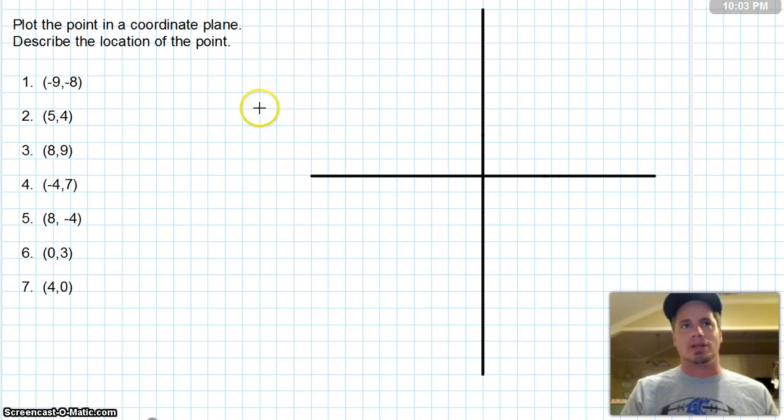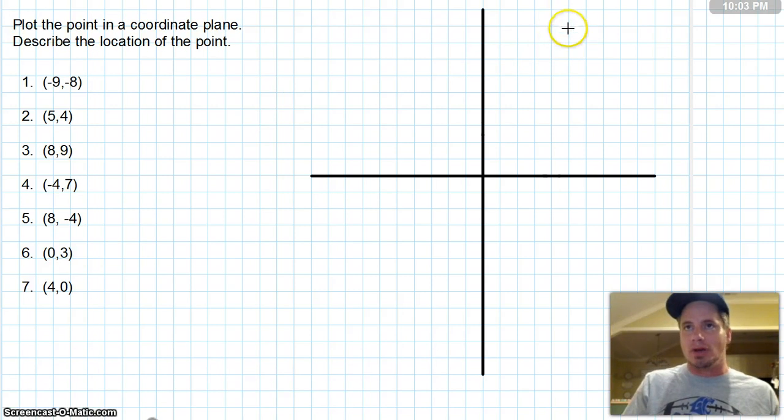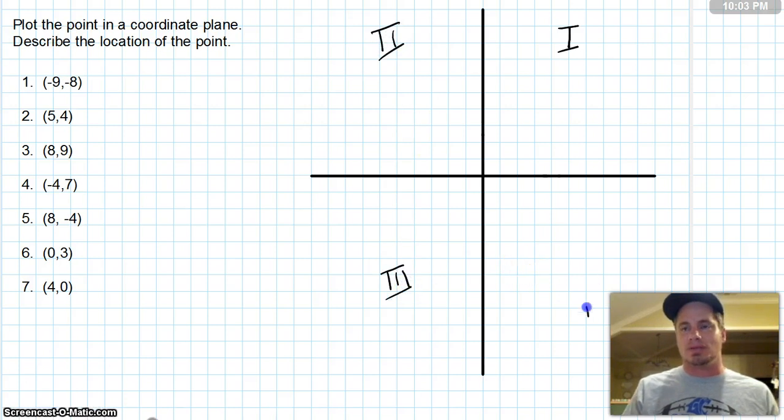Plot the point in the coordinate plane, then describe the location of the point. Well, describing location is simply telling what quadrant it's in. Remember, this is the first, and it goes counterclockwise when you're counting. This is the second, this is the third, and this is the fourth. Those are the quadrants. So when it says describe the location, what it's asking for is what quadrant it's in.